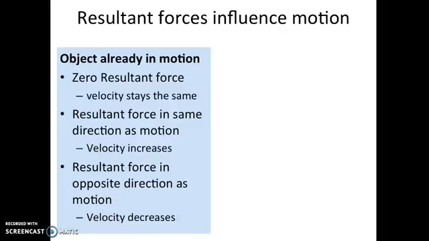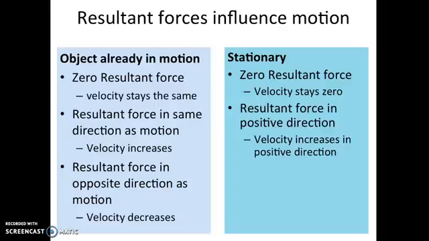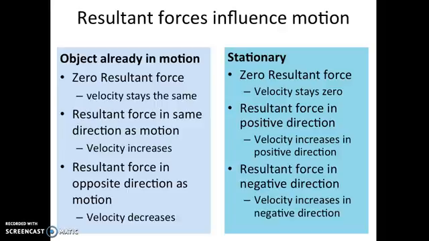Instead, it will decelerate in the direction of that resultant force until the velocity comes to 0, at which point it will accelerate. Now, I've already said that stationary is a special case of an object travelling at a constant velocity. So 0 resultant force on a stationary object, well, the velocity will remain 0. If there is a resultant force in the positive direction, the velocity will increase in that direction of the resultant force. And this time, because it's already at 0, if the resultant force is in the negative direction, so the opposite direction, it will just accelerate in that direction.